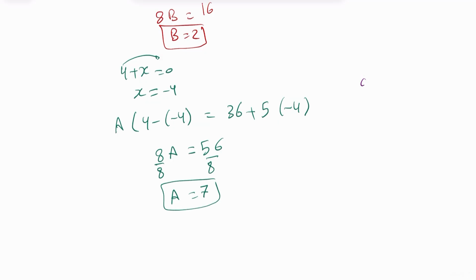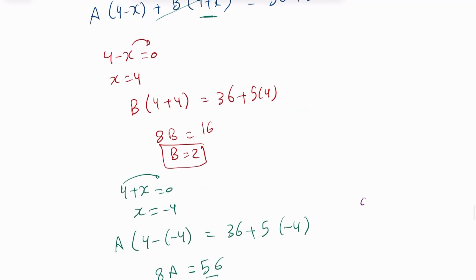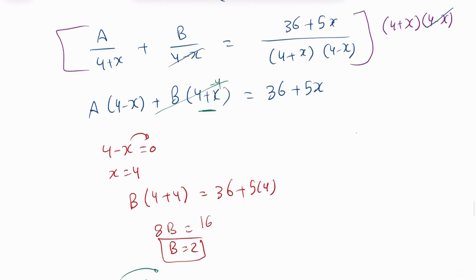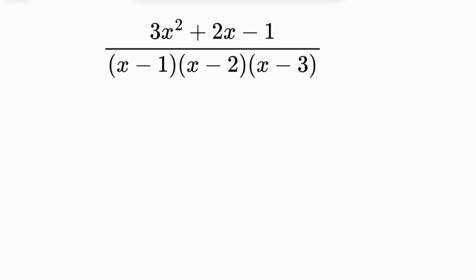Now I have the value of a and I have the value of b. We put them again in the fraction here. So here a is going to be 2 over 4 plus x, plus the value of b here is going to be 7 over 4 minus x. And this is the result.